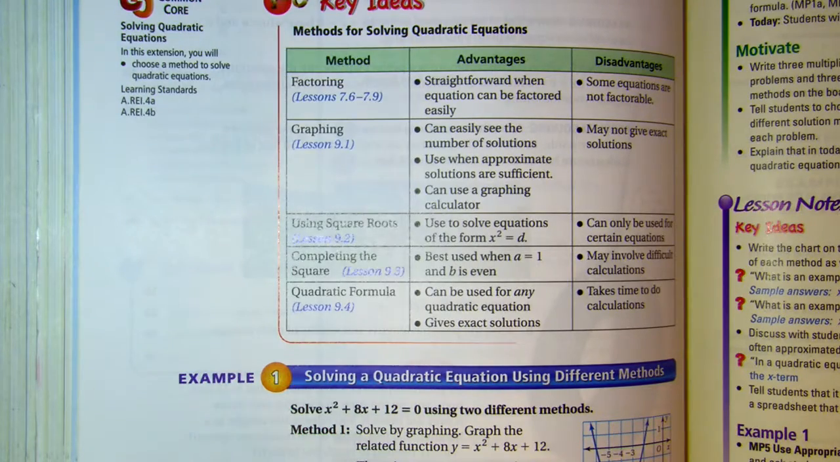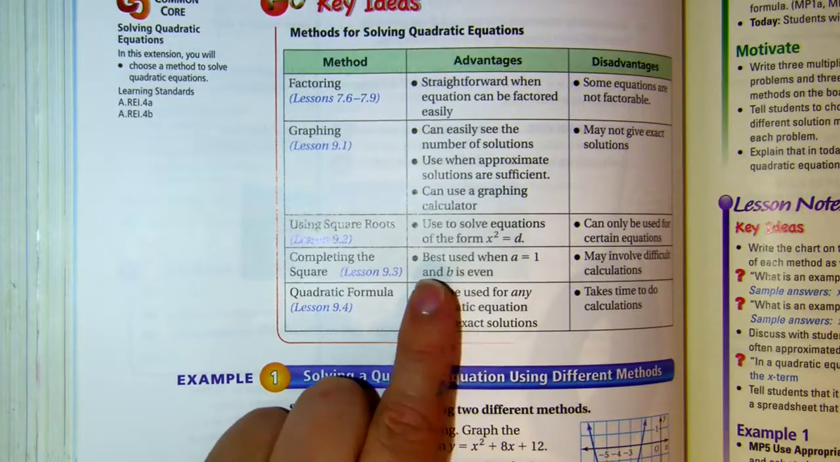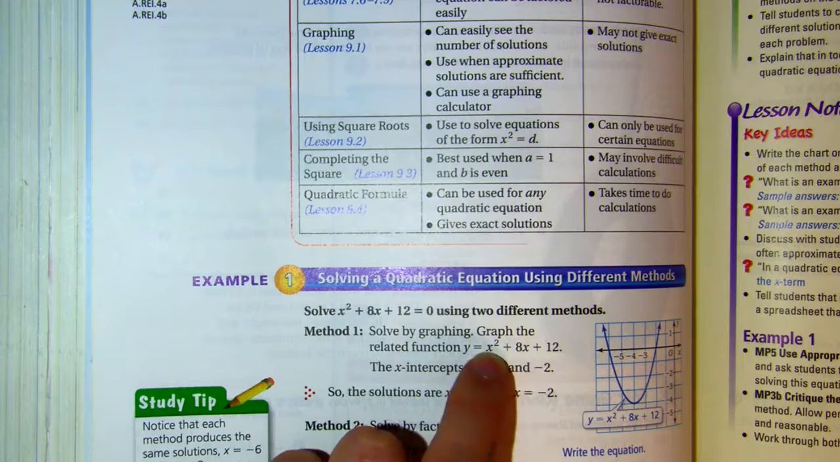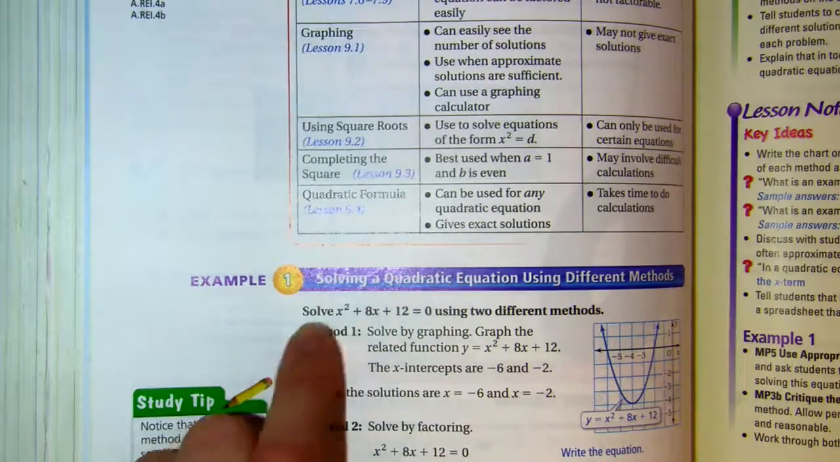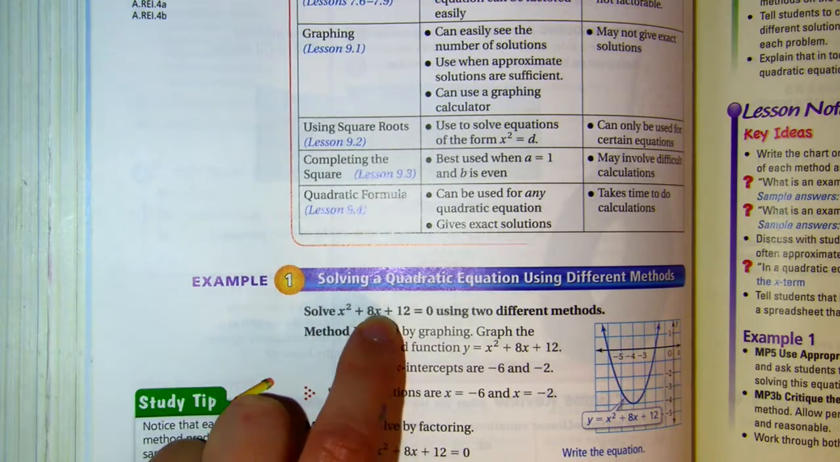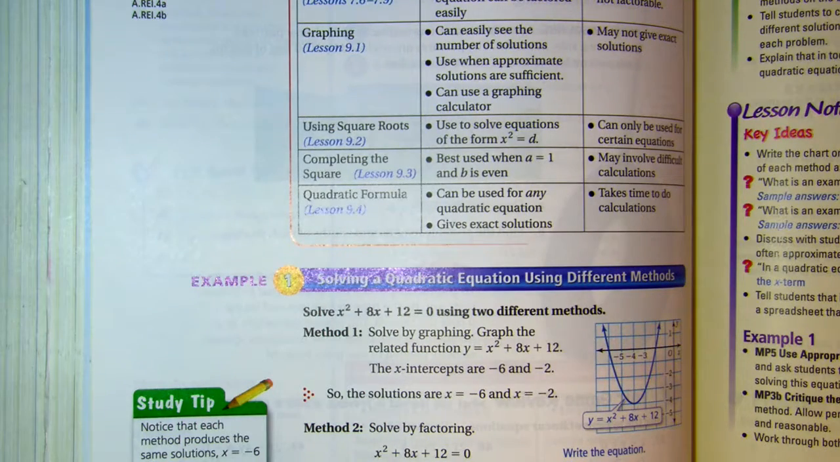Completing the square is going to work best, like it says here, when a equals 1 and b is even. So like in this situation, completing the square might not be terrible because the coefficient of your x squared term is 1, this is 8, so it won't be too terrible to complete the square there. And then finally, the quadratic formula you can always use.